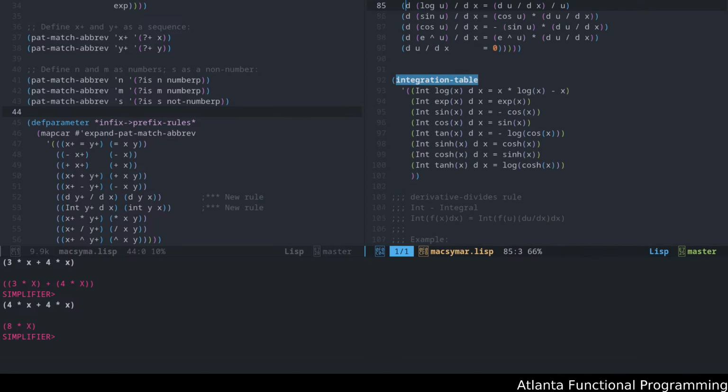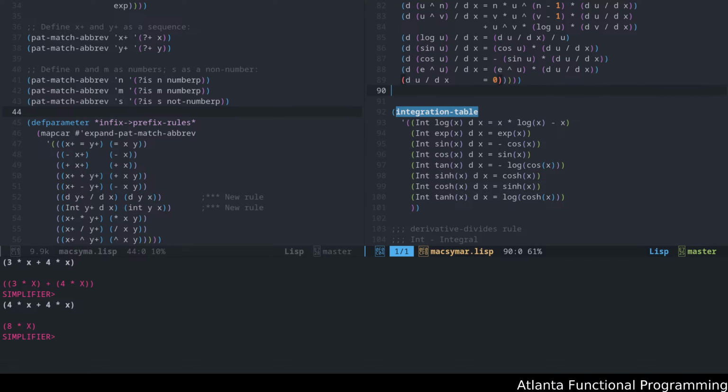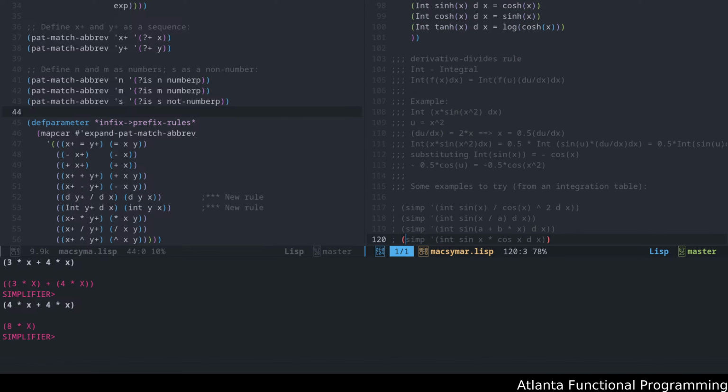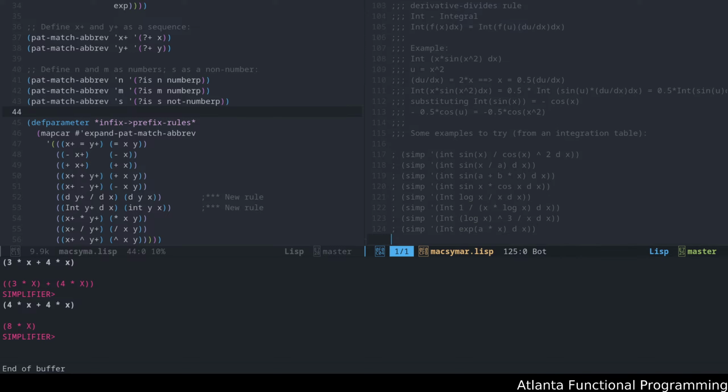So what we have up here in lines 92 through 101 is a series of these basic lookups, right? And we could do basic integration with these rules. And some examples he provided here, we're just going to go through quickly here in the last 10 minutes. Let's take this example right here.